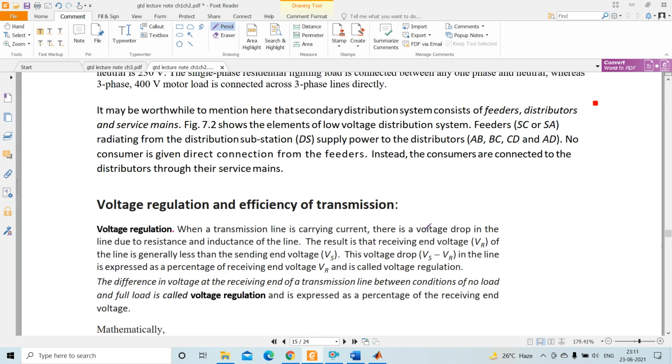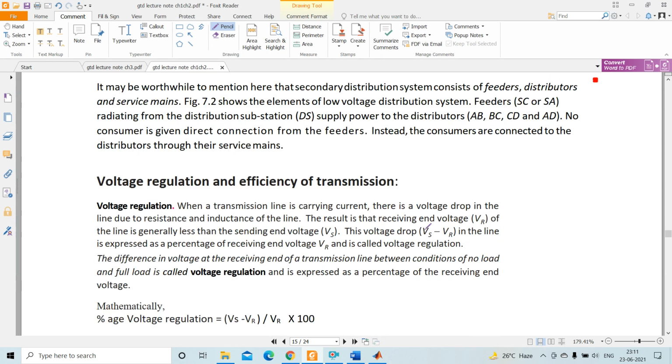Then the next important definitions are voltage regulation and efficiency of transmission. So voltage regulation means what? When a transmission line is carrying current, there is a voltage drop in the line due to resistance and inductance of the line. So the result is that the receiving end voltage VR of the line is generally less than the sending end voltage Vs. So this voltage drop Vs minus VR in the line is expressed as a percentage of receiving end voltage and is called voltage regulation.